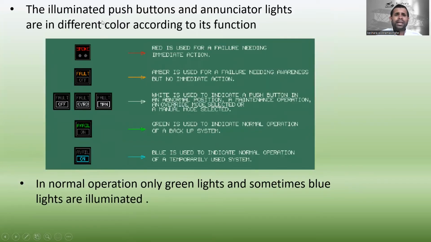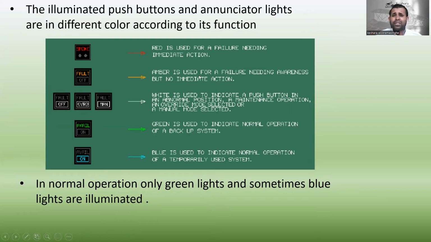The illuminated push buttons and annunciator lights are in different colors according to their function. In normal operation, only green lights and sometimes blue lights are illuminated. Going through this picture, we see red lights here, amber here, white here, green here, and blue here. Red is used for a failure needing immediate action. If something happens and you need to take immediate action, the indication is shown in red.